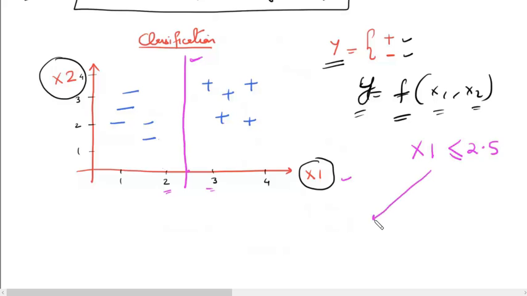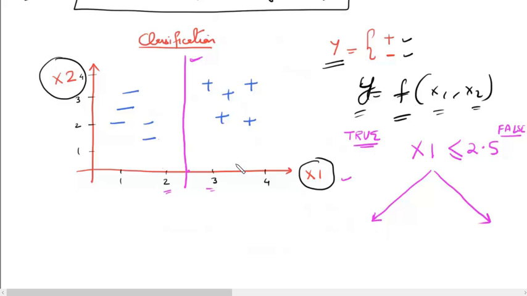It can only result in two answers. So one of them will be true. So we typically write the true values on the left hand side and we write the false values on the right hand side. So x1 is less than or equal to 2.5. It can be true and it can be false. So what if it is true?